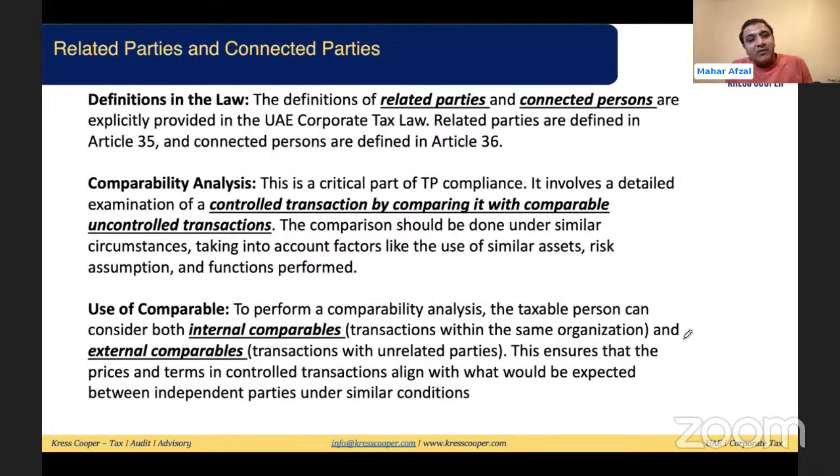Then in the guide, they are saying the way definition in the law, they have repeated these definitions of related party and connected party, as given in Article 35 and 36 of the law that we have just discussed. Then this is the comparability analysis. This is the second stage.